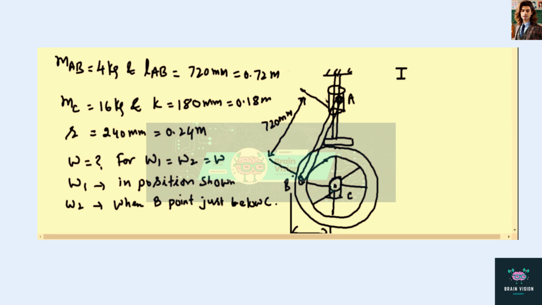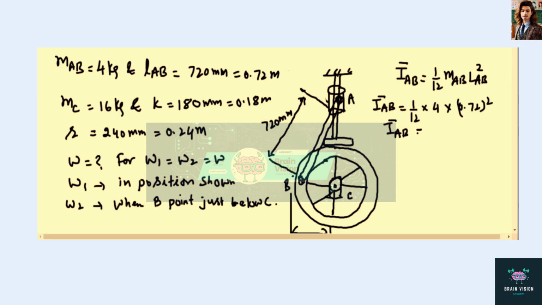Moment of inertia of the rod AB about its center of mass is 1 by 12 mass of AB into L AB square. Substituting the values, mass of rod AB is 4 kg, length is 0.72 meter. So we will get moment of inertia of the rod about its center of mass as 0.1728 kg meter square.